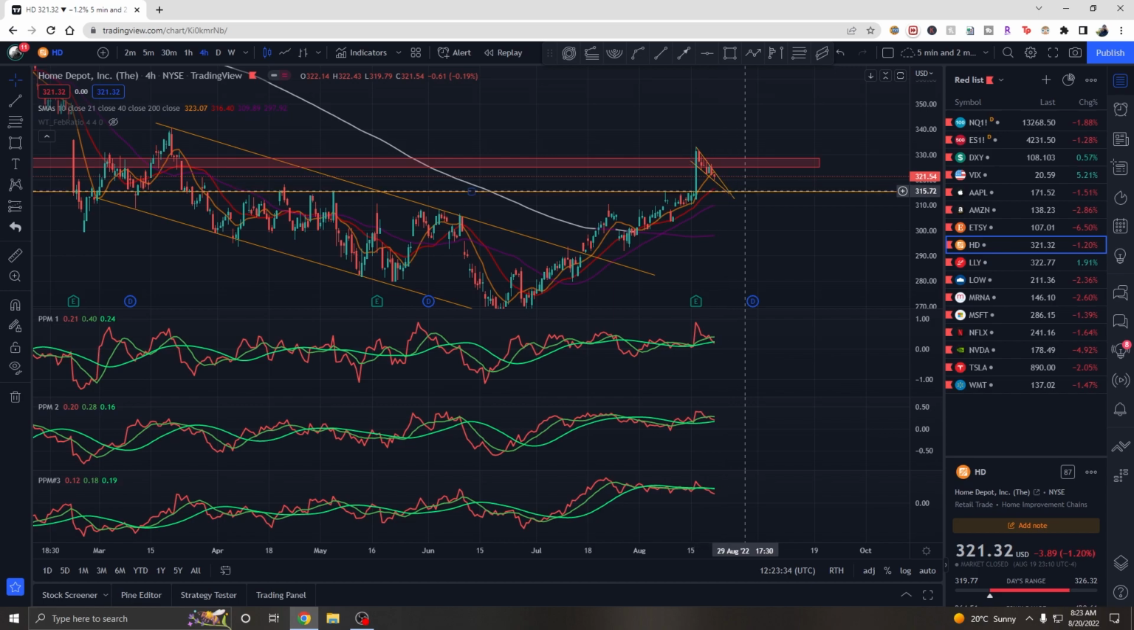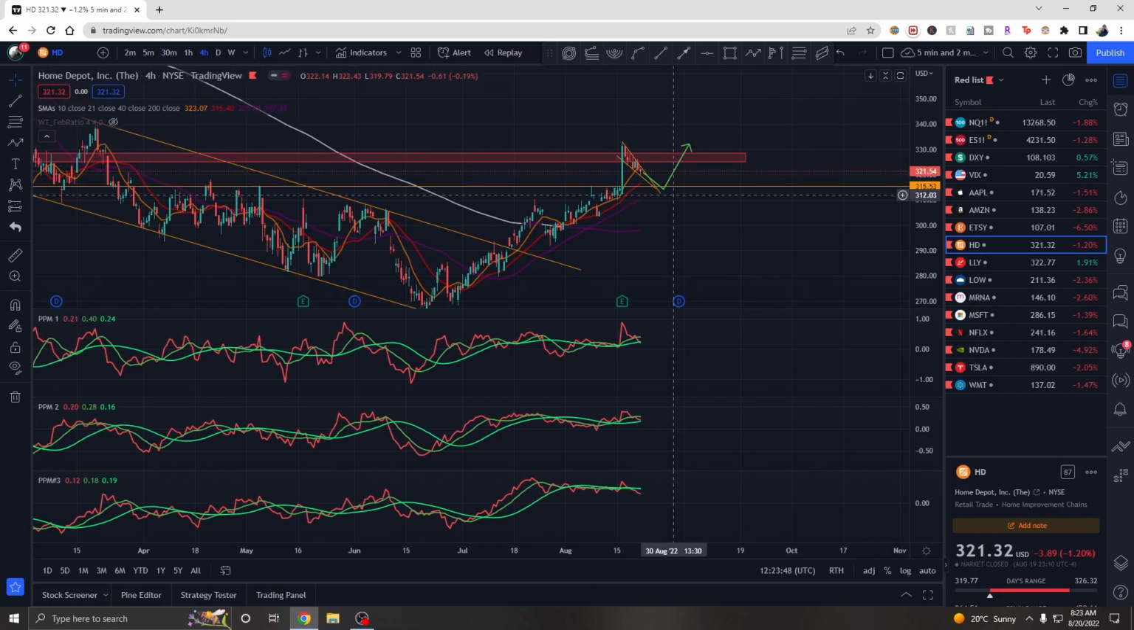Now if it can maintain this 315 level, then at that point it will retest this previous resistance level as a support and then bounce from there, something like this. So that's a more likely and more possible scenario. So just watch for this retest of 315 and hold of this 315 level. Holding is very important if we want to see this happen.